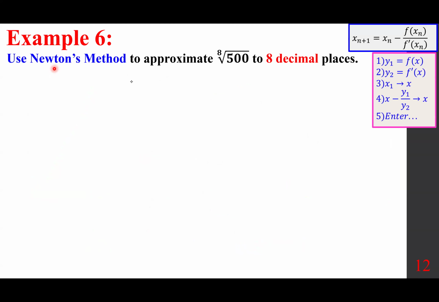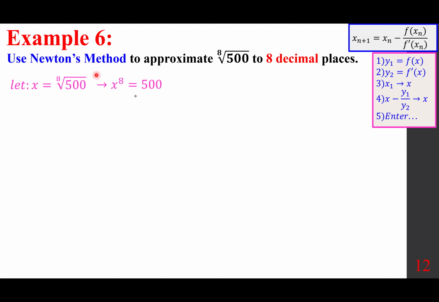We want to use Newton's method to approximate the 8th root of 500 to 8 decimal places. This is what I mean. You really need the program, but you have to show the first few steps. Number 1, you let x represent this one. If you raise this to the power of 8, x to the power of 8 becomes 500.